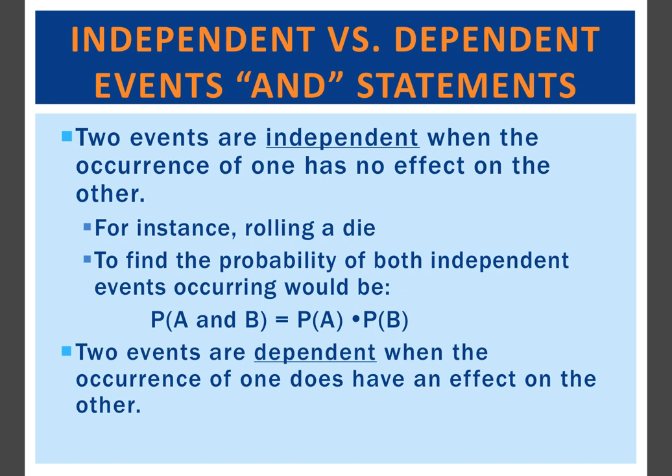They are independent when the occurrence of one has no effect on the other. For example, if I roll a die one time and then I roll it a second time, it is the same die. It has the same outcome opportunities. Okay? And for these, you find the probability of each and you multiply them together. So and means multiply, or means add.